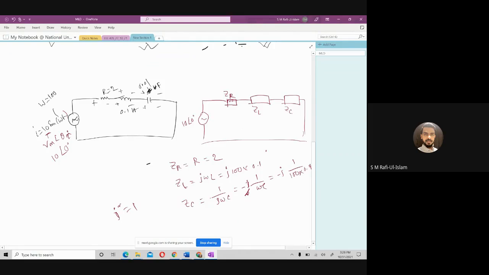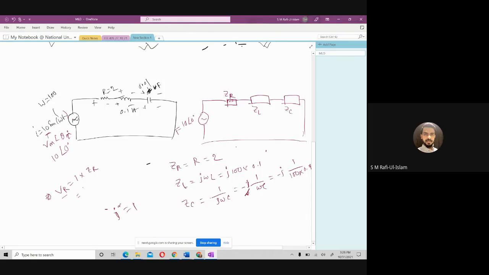So you know everything. Now, if somebody wants to calculate VR, VR is nothing but I, this current, times ZR. You remember the formula, voltage equals current times resistor. But for the AC circuit or the generalized circuit, the voltage across any element is the current passing through that element times the impedance of that element. So the voltage across the resistor should be current times ZR. So you'll just replace the values.